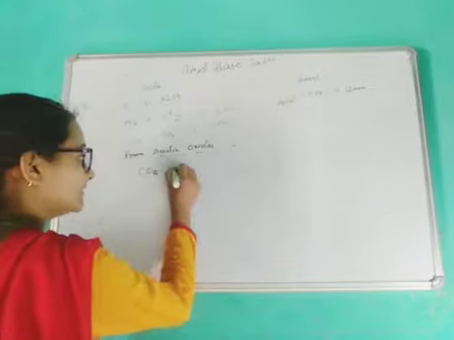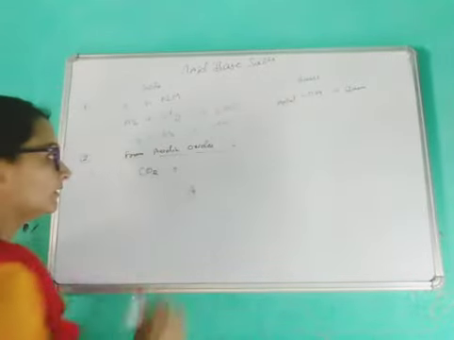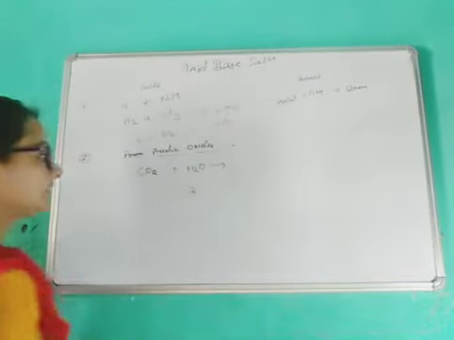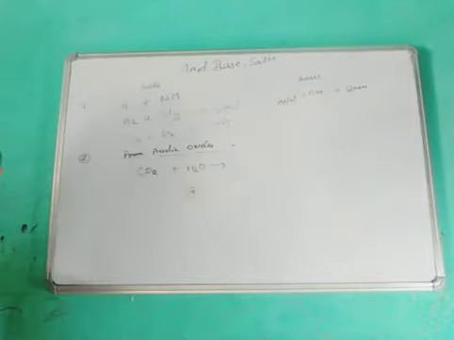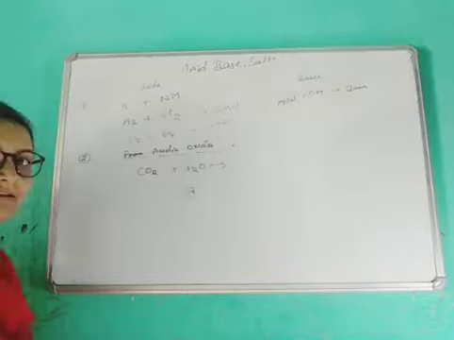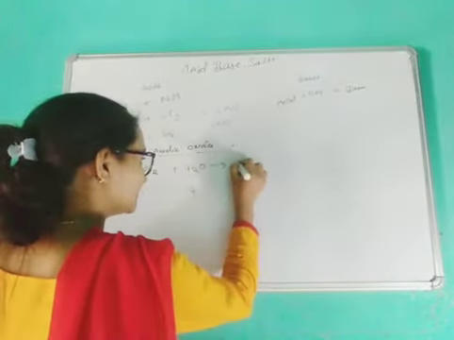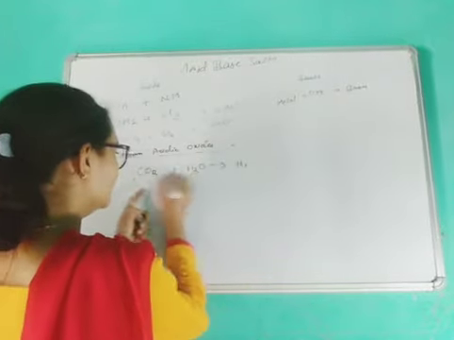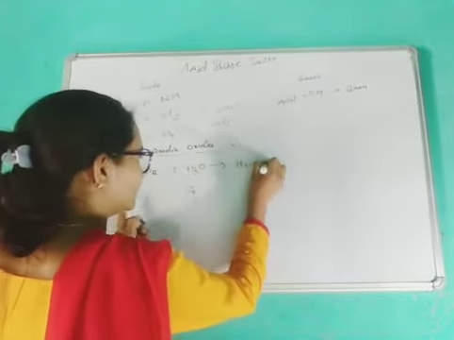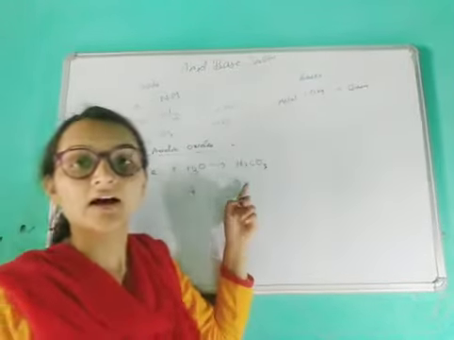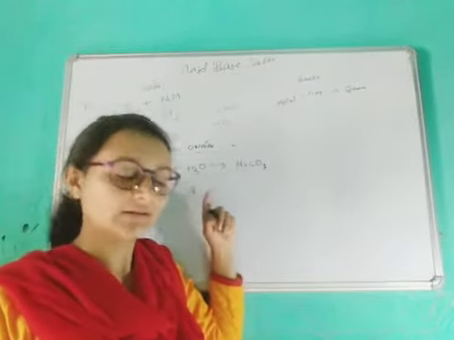It will react with a water molecule. What will be formed? We need an acid. So it will give H2CO3, with H2, carbon, and O3. This is called carbonic acid.